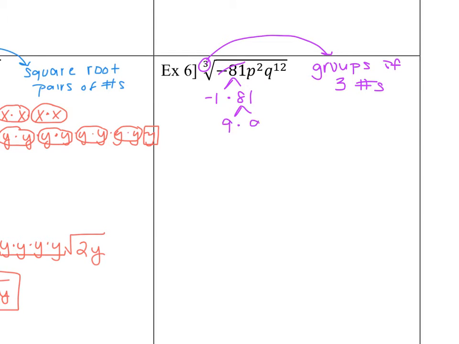9 times 9. 3 times 3 for the first 9. 3 times 3 for the second 9. Now your p's and q's you're going to have to break apart also. So p squared means there are 2 p's multiplied together. Q to the 12th means there are 12 q's.